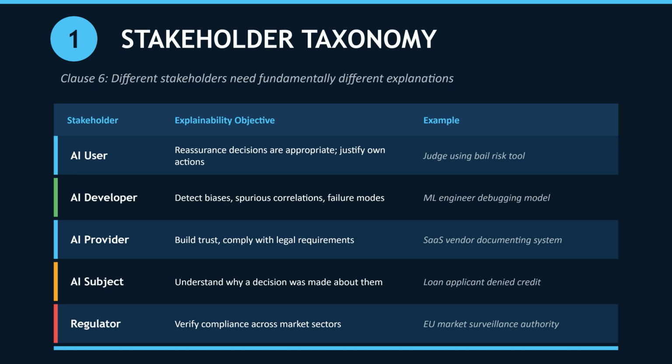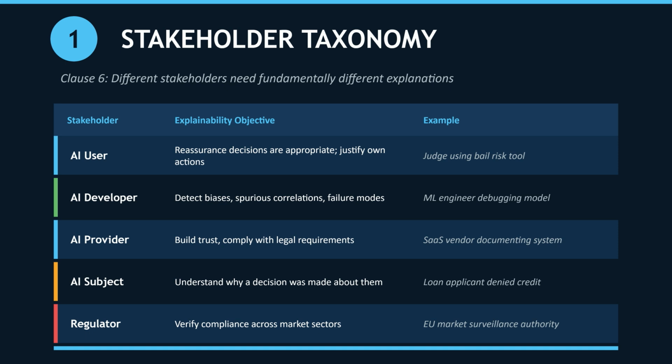An AI user, like a judge using a bail risk tool, who wants reassurance that the decisions are appropriate and wants to justify their own actions. An AI developer wants to detect biases and spurious correlations. An AI provider wants to build trust and comply with legal requirements. An AI subject, the person affected by the decision, needs to understand why a specific decision was made about them in language they can comprehend and potentially contest. And a regulator needs to verify compliance across an entire market sector.